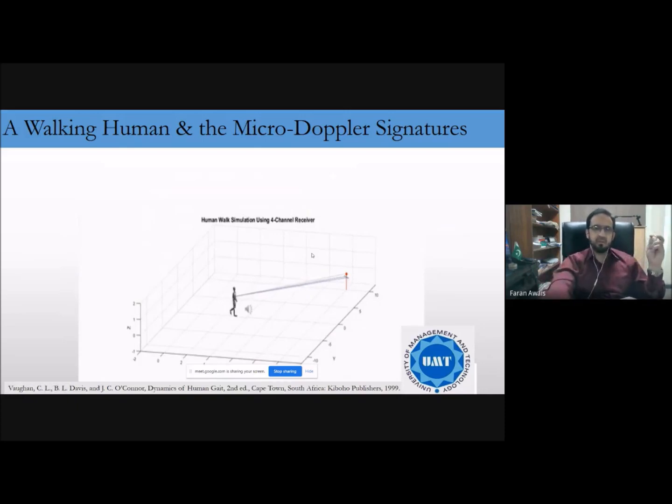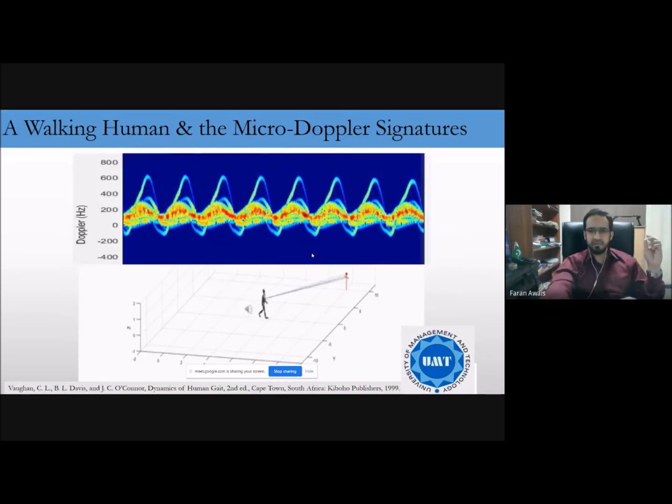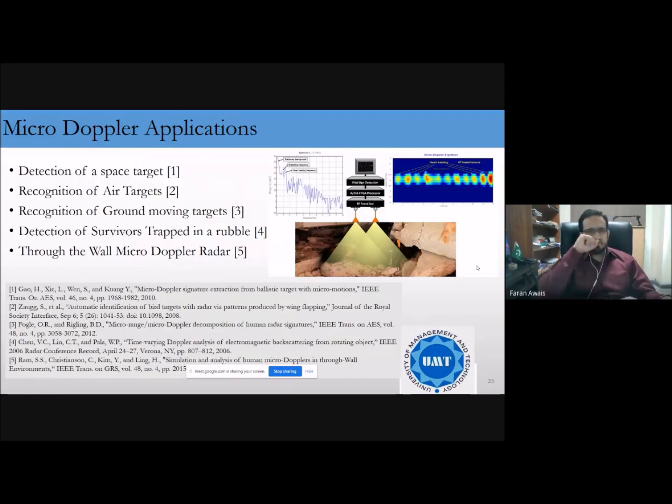So you can see a walking human and the corresponding micro Doppler signature. As it is moving, it is creating a sinusoidal pattern on both of its sides. And since this human is walking towards the radar that is detecting it, you can see more pronounced peaks on one side than the other. This is very interesting. Apart from that, there are so many micro Doppler applications: detection of space targets, recognition of air targets, recognition of ground moving targets, and detection of survivors trapped in rubble through the wall with micro Doppler radar. These are also very, very important topics.